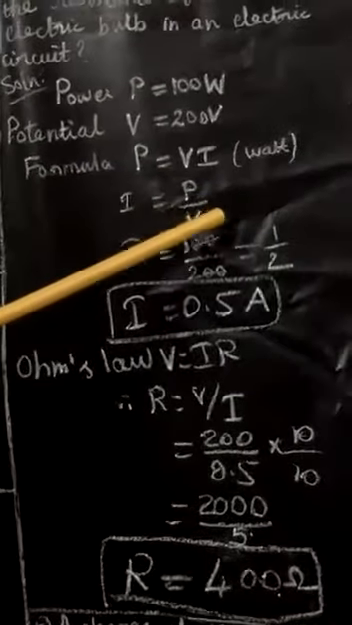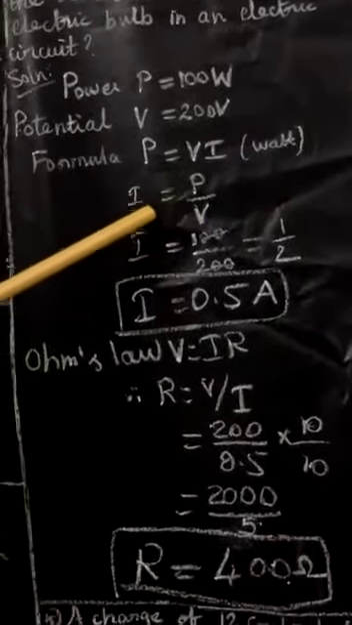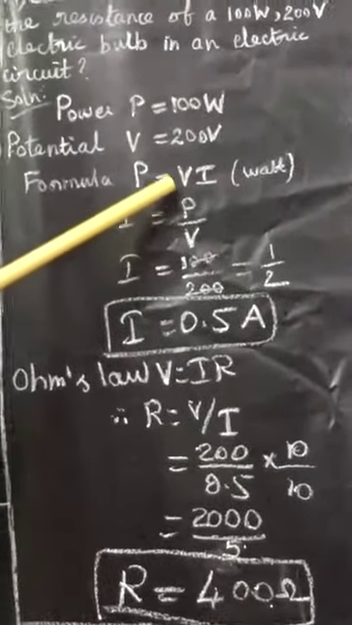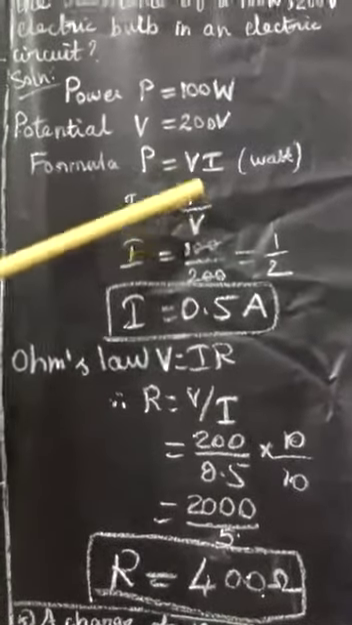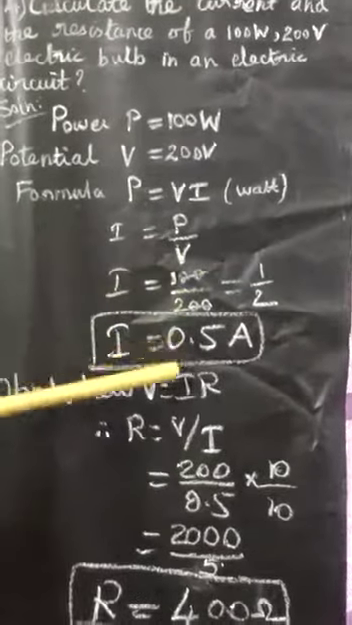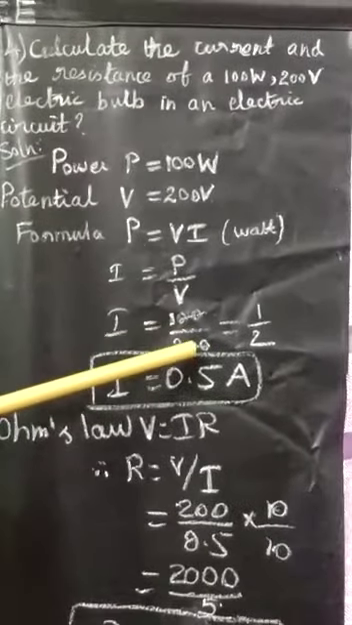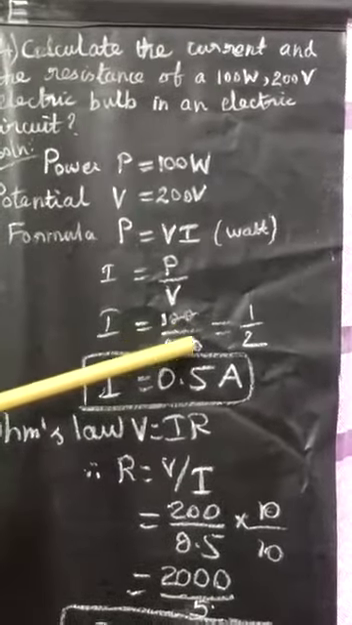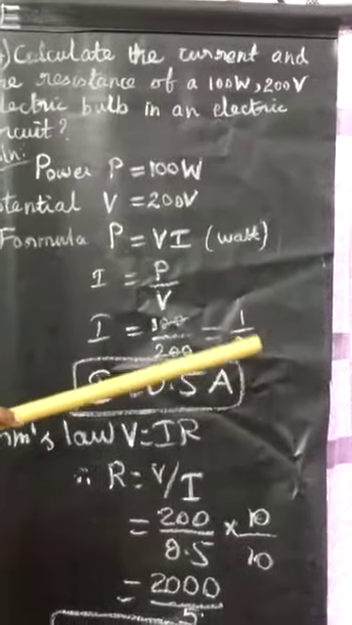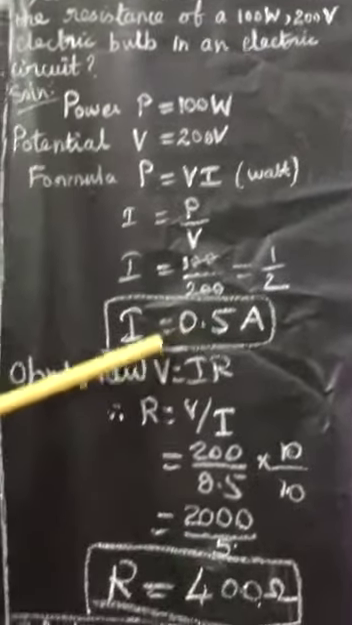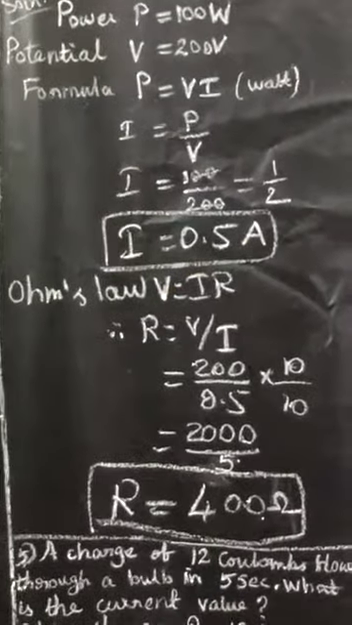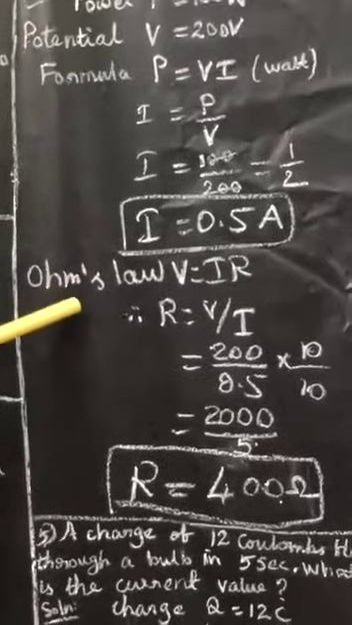Since we are calculating the current value, we rewrite the formula: I is equal to P by V. Power is 100, voltage is 200. So 100 divided by 200 gives 1 by 2, and 1 divided by 2 is equal to 0.5. So the current I is equal to 0.5 ampere. Ampere is the unit of current. Next I will find out the resistance.